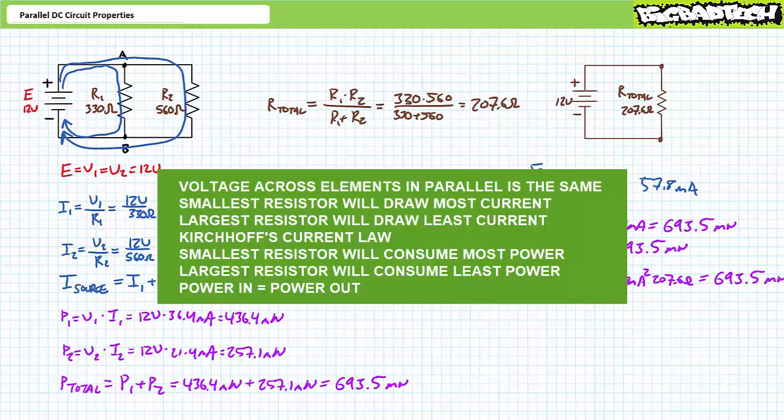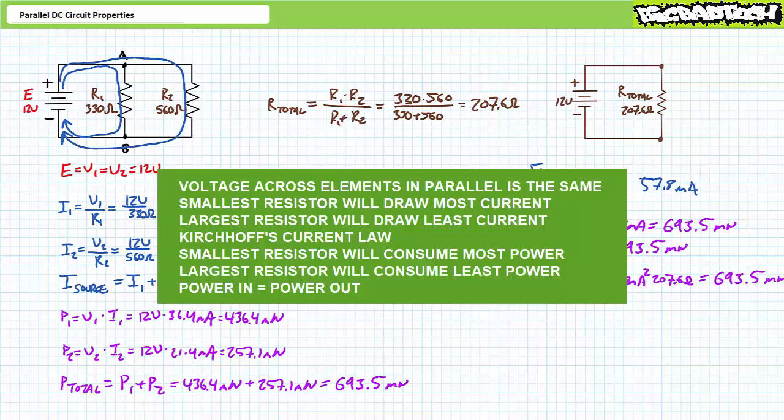This is the most fundamental parallel circuit property. For this circuit, E equals V1, which equals V2, and they all equal 12 volts. 2. The smallest resistor in a parallel circuit draws the largest amount of current, and the largest resistor in a parallel circuit draws the smallest amount of current.